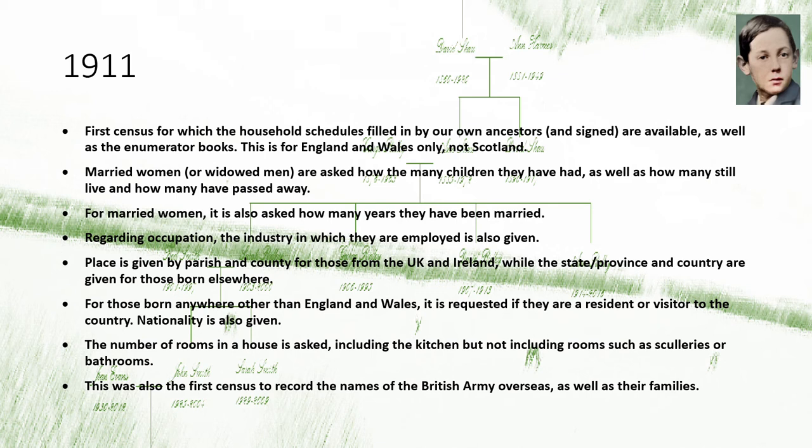For those born anywhere other than England and Wales, it is requested whether they are a resident or a visitor to the country, and nationality is also given. As with 1911, the number of rooms in a house is asked, including the kitchen, but not including rooms such as scullery or bathrooms. So it gives you an idea of how many of those larger rooms your ancestors inhabited in their home.